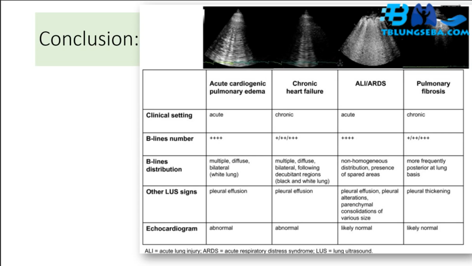Other LUS signs: pleural effusion. Echocardiogram: abnormal. Non-homogeneous distribution, presence of spared areas. Pleural effusion, pleural alterations, parenchymal consolidations of various size. Likely normal.